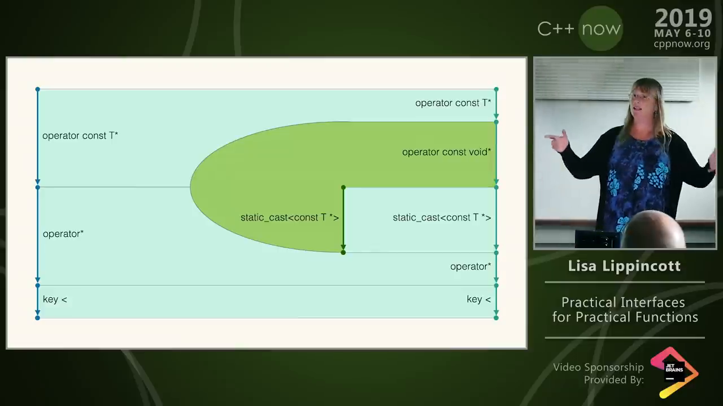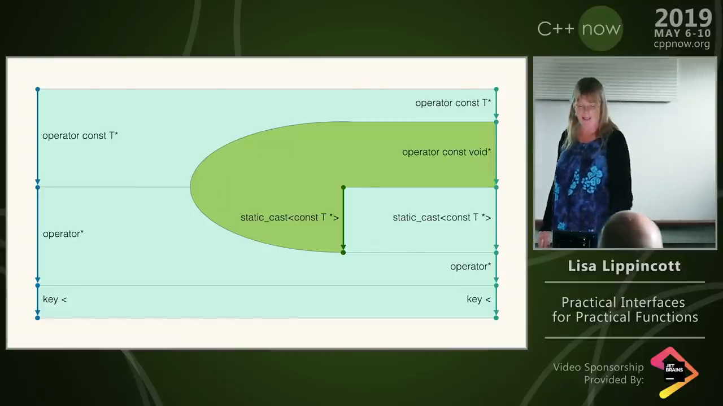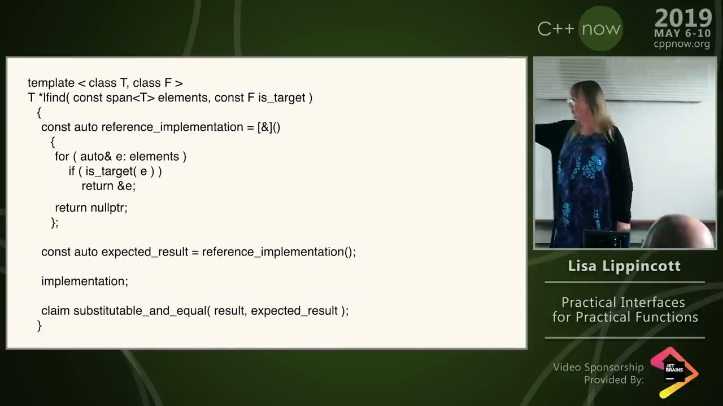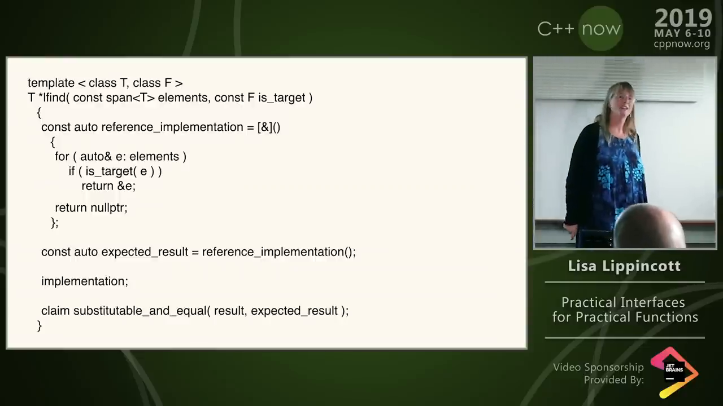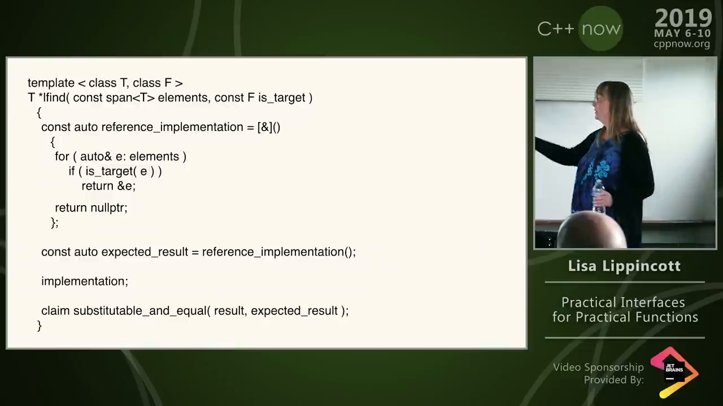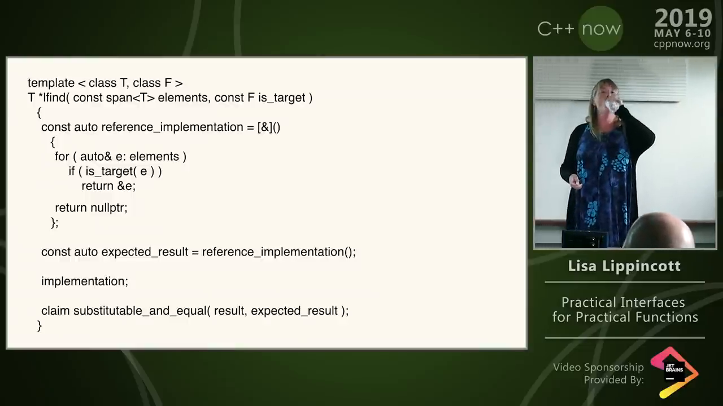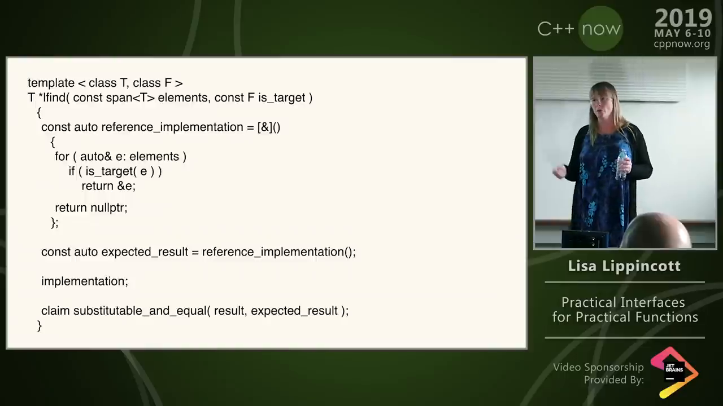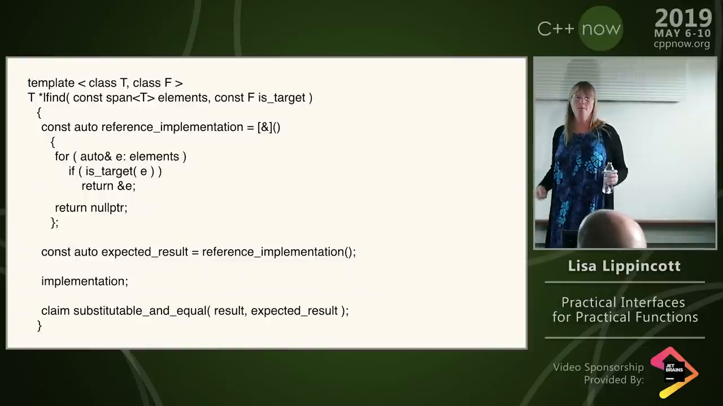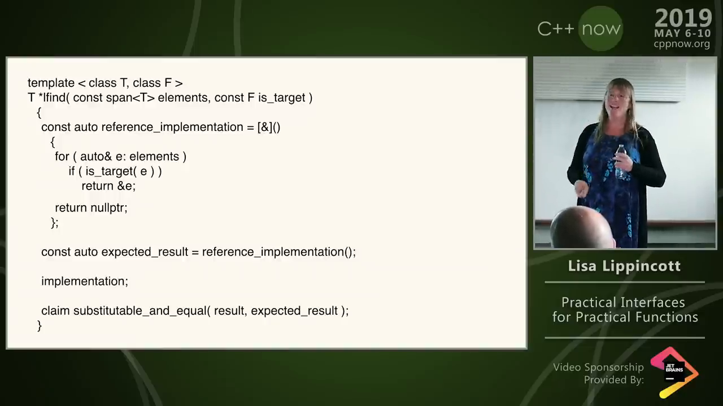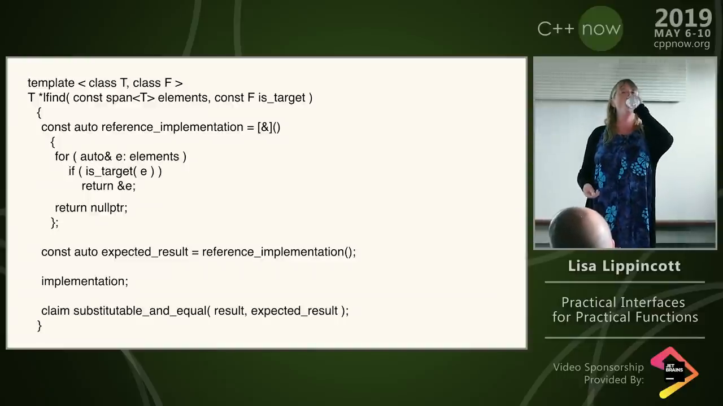Okay, with that, let's try making a nice interface for LFind. Here's my choice. We're just going to write a reference implementation, call the reference implementation, and say that the result is substitutable and equal to the expected result. This trick of using a reference implementation is really great for functions whose job it is to walk their scaffolding. It doesn't work quite as well if there's more hidden stuff, things that are not shown, things that are only claimed usable in the interface.